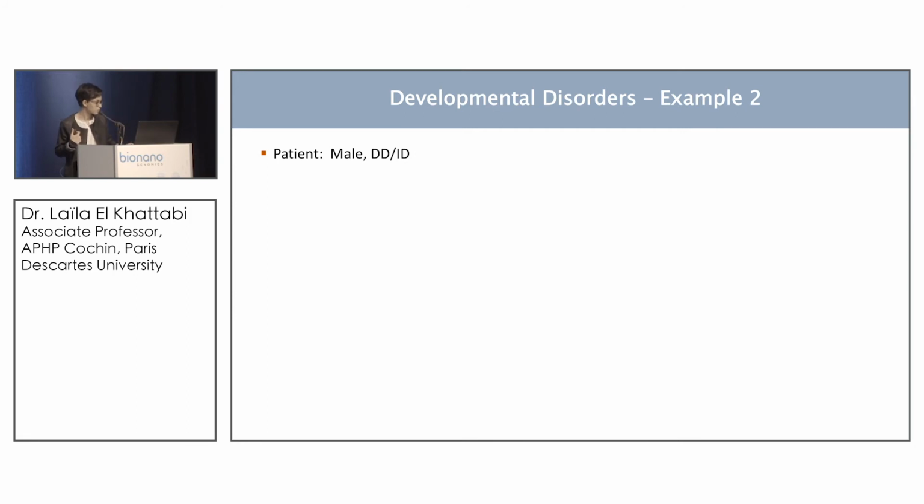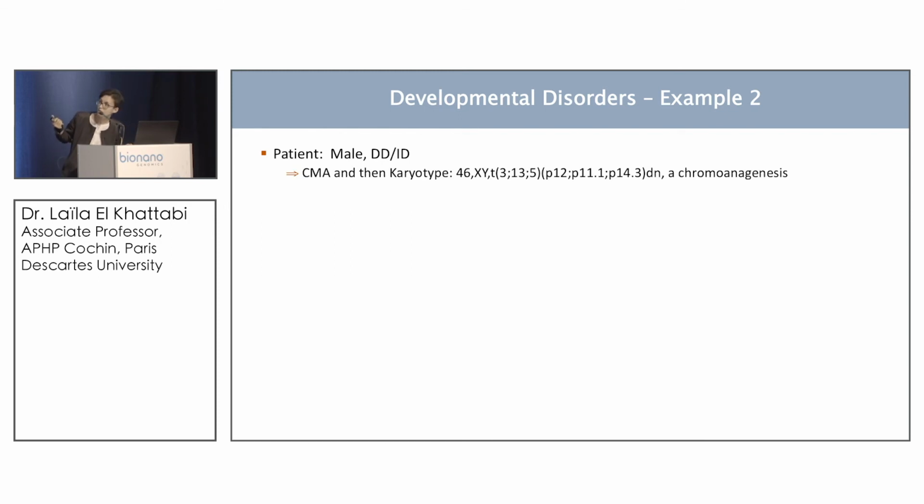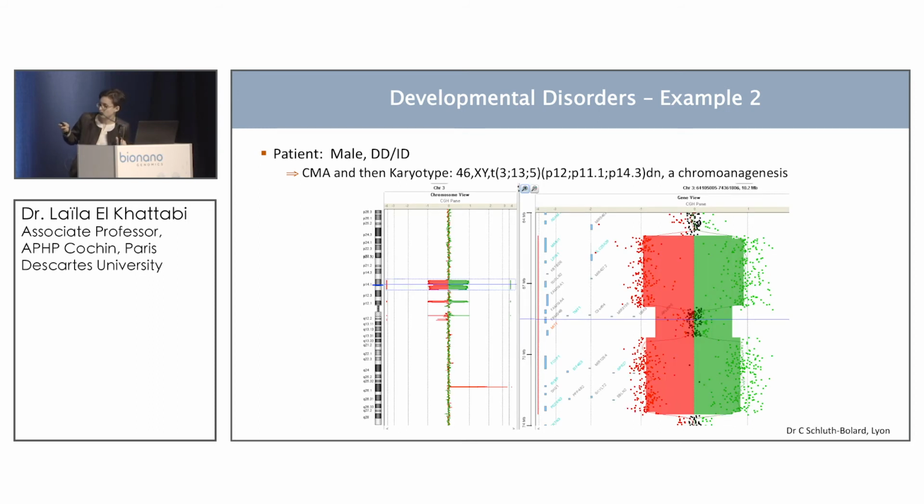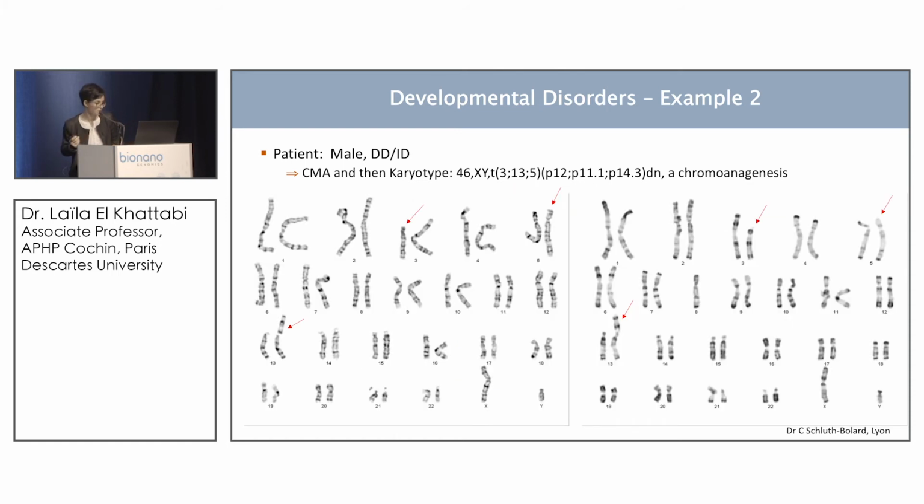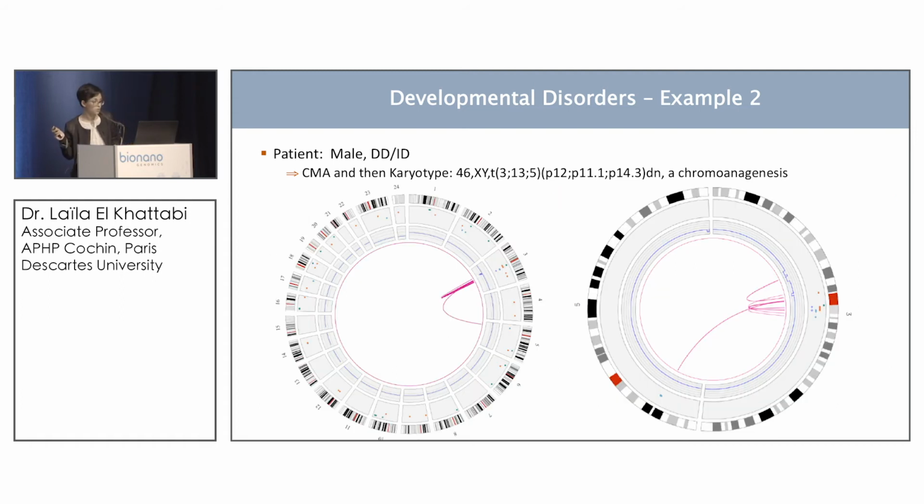Second example, male, developmental disease, intellectual deficiency. This is a rare case of chromoanagenesis because CMA and karyotype showed that there were multiple events. This is part of chromosome 3. It shows many regions that are deleted. When we performed the karyotype, we got this multiple three-way translocation, as shown on the karyotype, between chromosomes 3, 5, and 13. These are Bionano results.